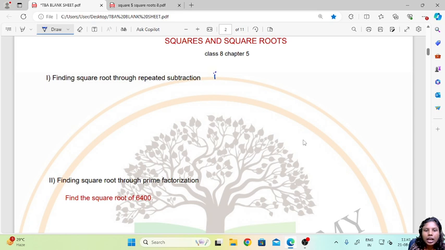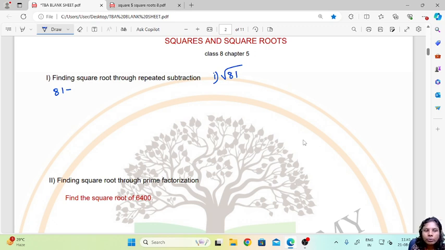Now say we are asked to find the square root of 80. In this case, we start with the square root of 81. We begin by taking the number 81, and when we say repeated subtraction, we have to start subtracting using the odd numbers that we know.